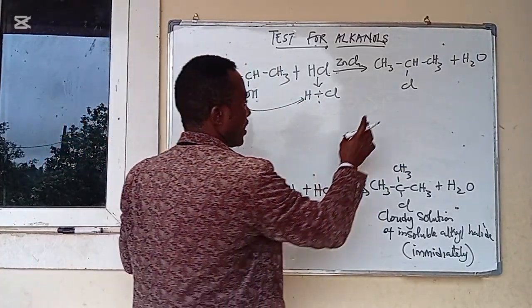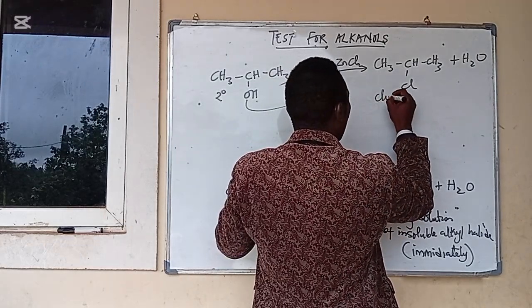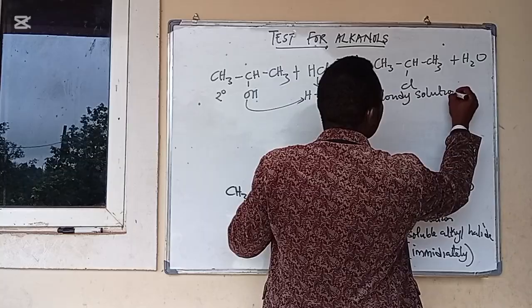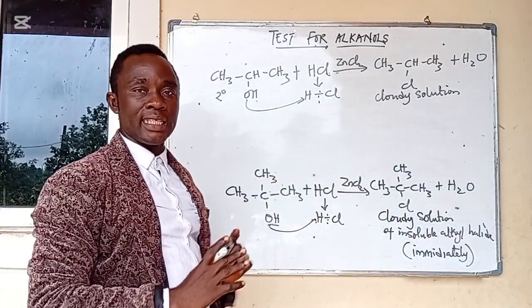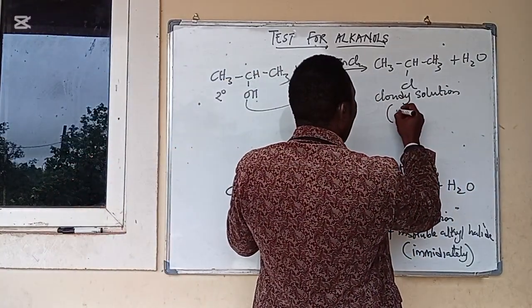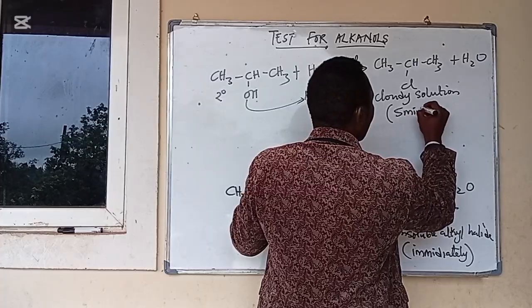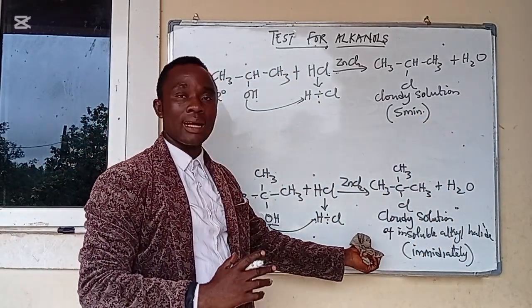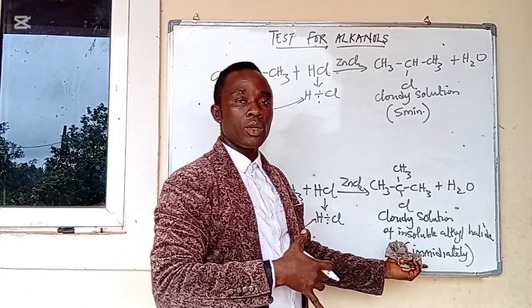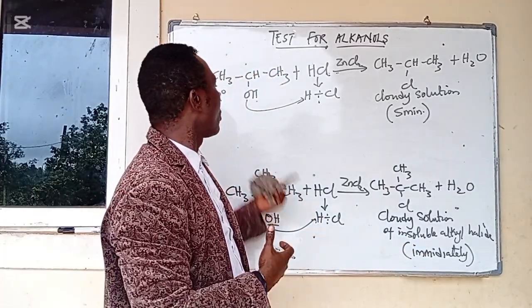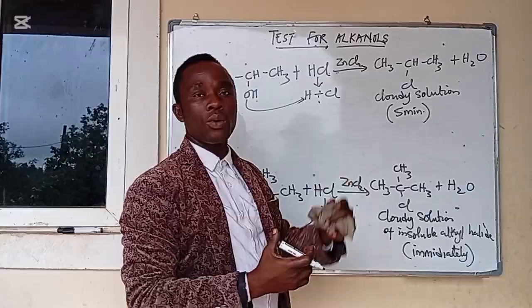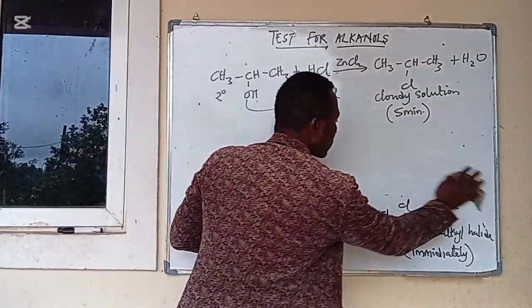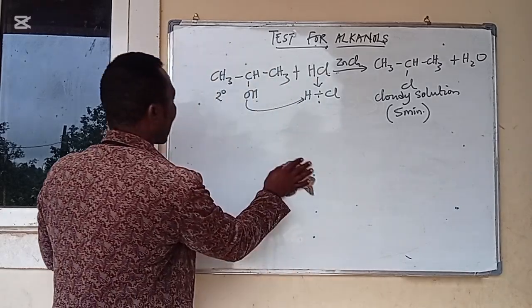Again, this is a cloudy solution. But this cloudy solution is not formed immediately. It is formed at about 5 minutes. What does it mean? It means that tertiary alkanols react immediately, that is, they react faster with the Lucas reagent in comparison to the secondary alkanols.